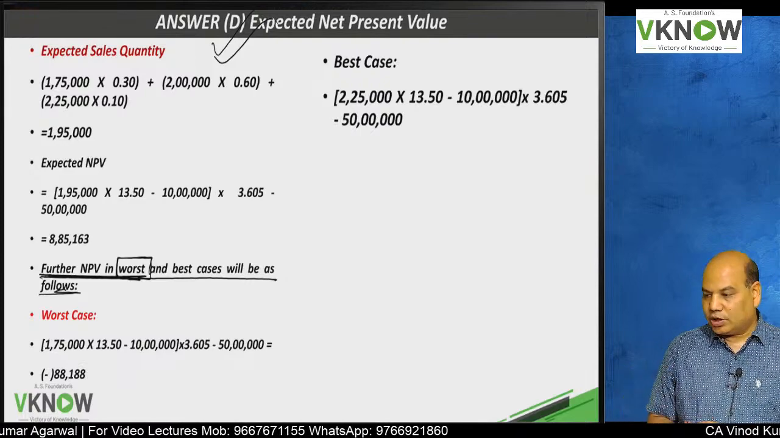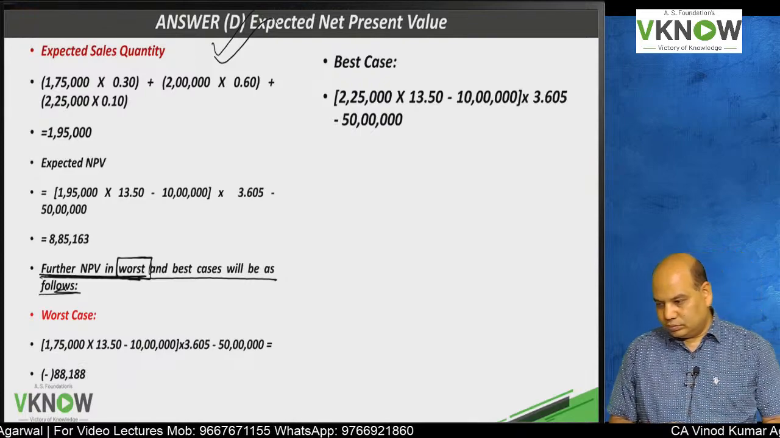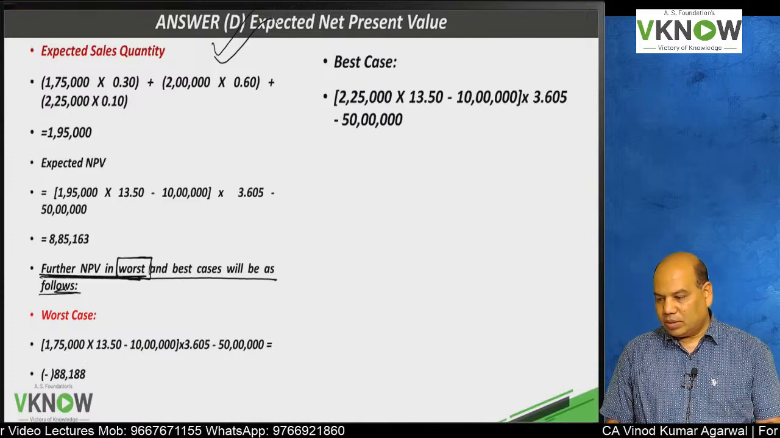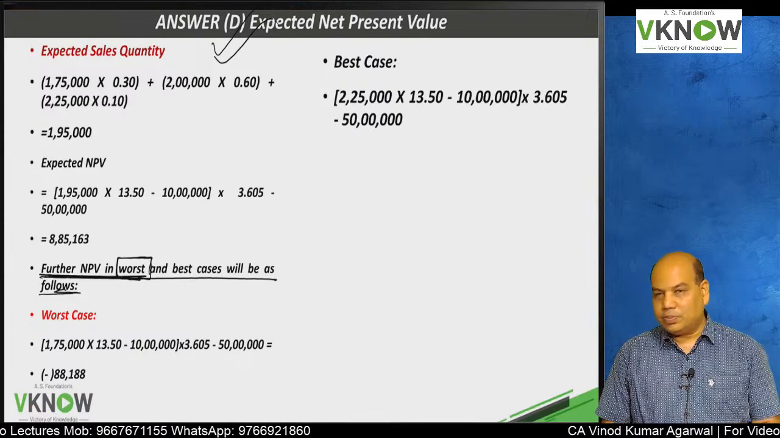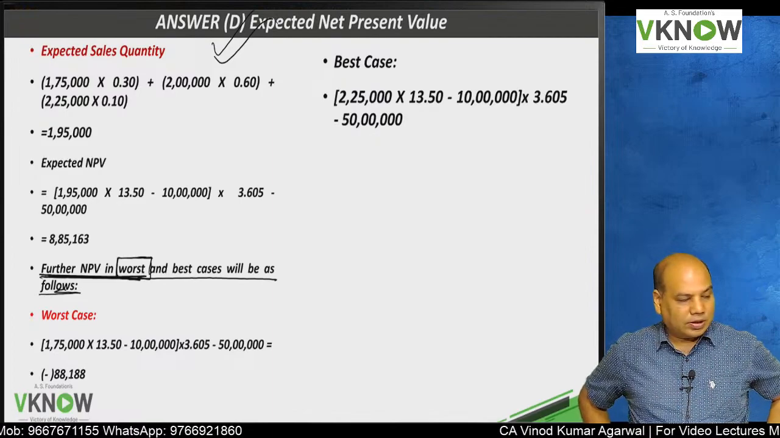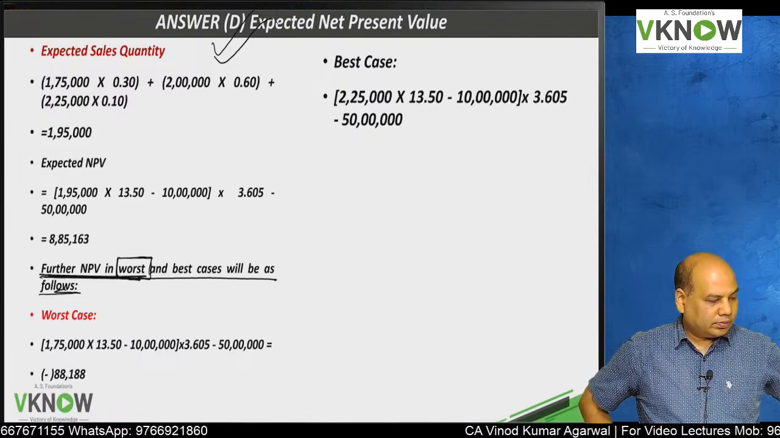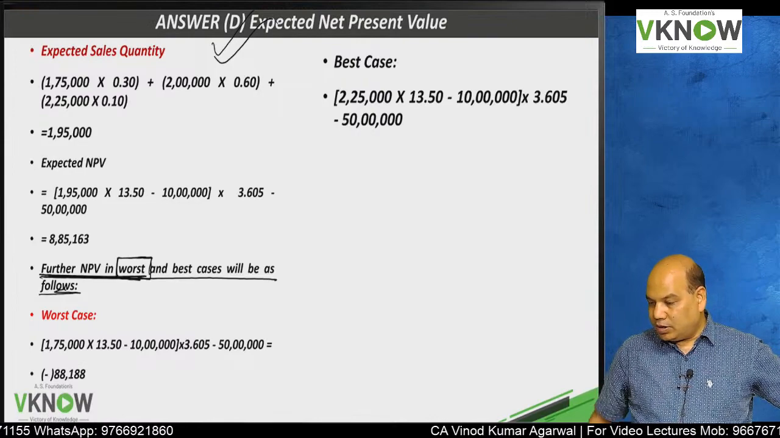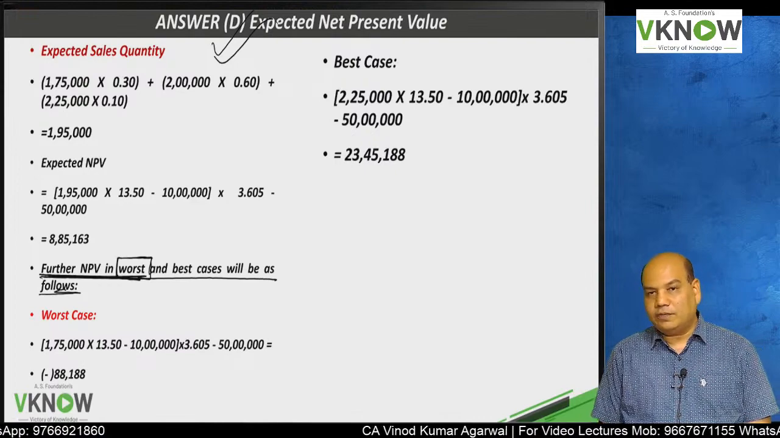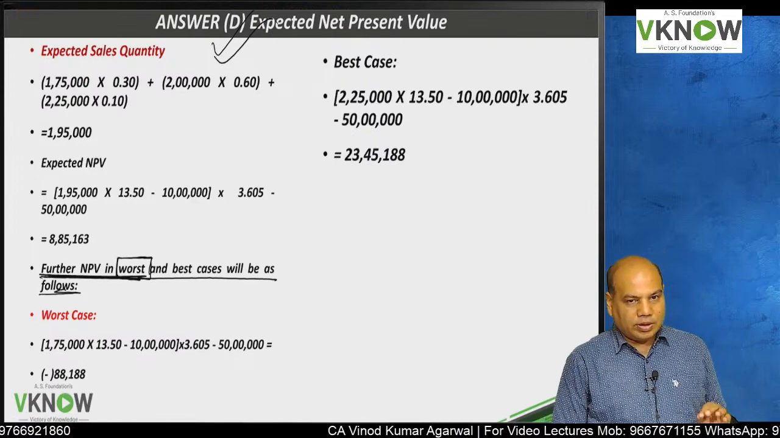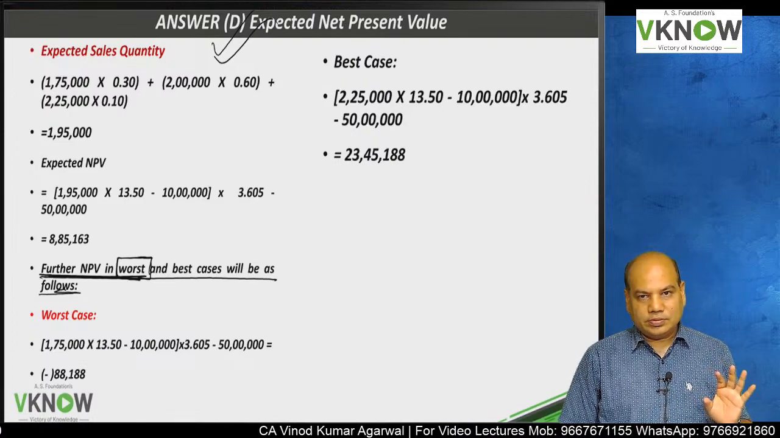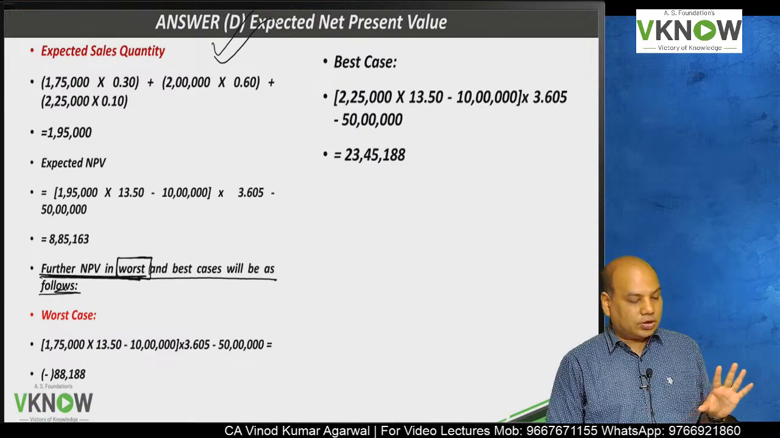Now let us try 2,25,000 into 13.50 minus 10 lakh, that is fixed cost, into 3.605 PV factor minus initial cost 50 lakh. Please reply. The answer is positive 23,45,188. Now my question is, which is a very intelligent question, will the project be accepted when your acceptable level of risk is 20%.